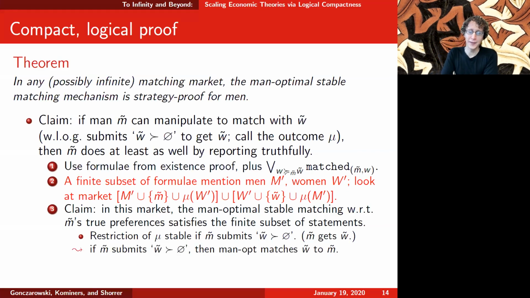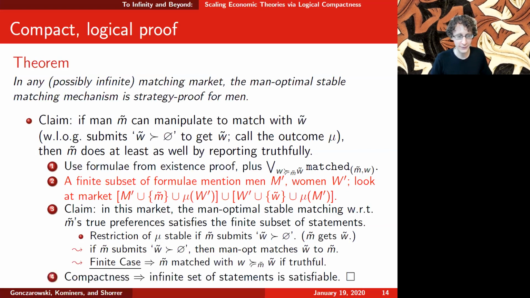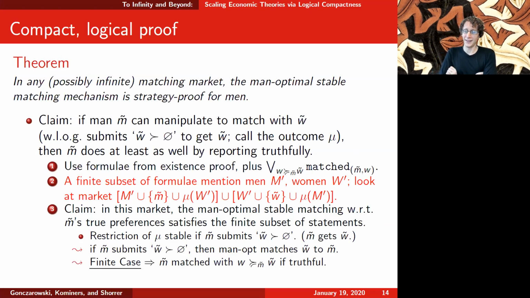Okay. If M tilde now submits W tilde preferred to null, well, if he's matched to W tilde under mu in this finite market, he'd better be matched to W tilde under the man-optimal stable matching. We don't know what it is, but he has to do at least as well as under some other stable matching in this market. And now we can use the strategy-proofness result in the finite case to know that M tilde has to do at least as well as being matched to W tilde if he reveals his true preferences instead.